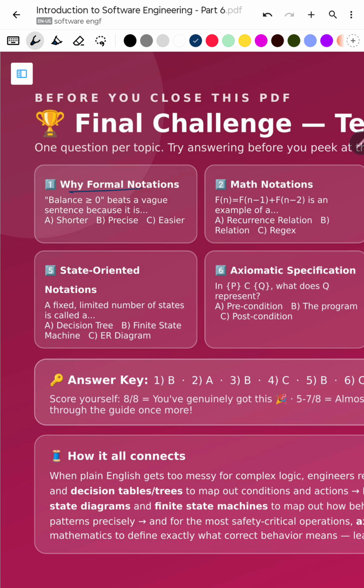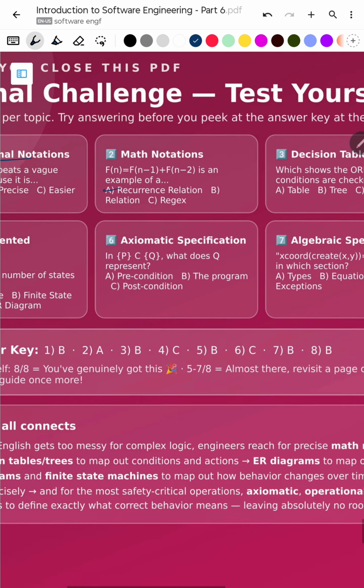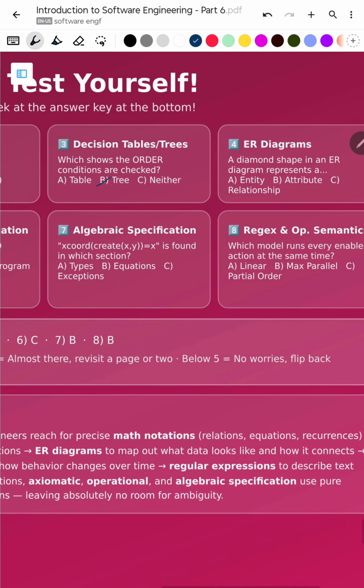Why formal notations? Balance greater than 0 beats a vague sentence because it is precise. Not shorter, it can be longer also. This is a very simple example. It can be longer, but it's precise. Math notation: f of n equals f of n minus 1 plus f of n minus 2 is an example of a recurrence relation. Next, decision tables and trees show the order in which conditions are checked, so order matters. Next, a diamond shape in an ER diagram represents a relationship.